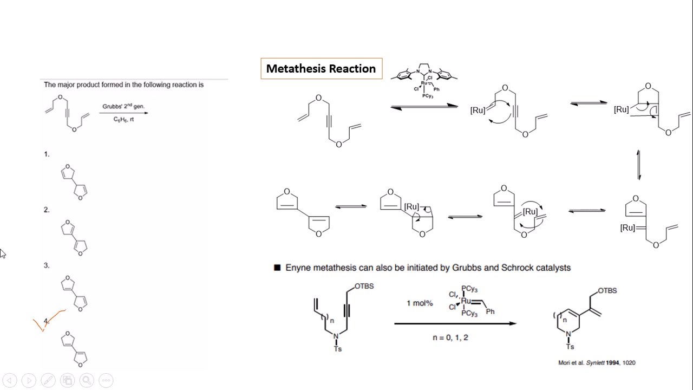This is the problem of the metathesis reaction. In the metathesis reaction, this is the ene-yne metathesis, where the yne bond first couples with the second generation Grubbs catalyst to give the olefin metallocarbene complex, and this metallocarbene complex undergoes 2+2 cycloaddition and gives another metallocarbene intermediate. When this metallocarbene intermediate reacts with the alkene system, we get the desired product, and this desired product matches with option 4. So option 4 is the correct option.